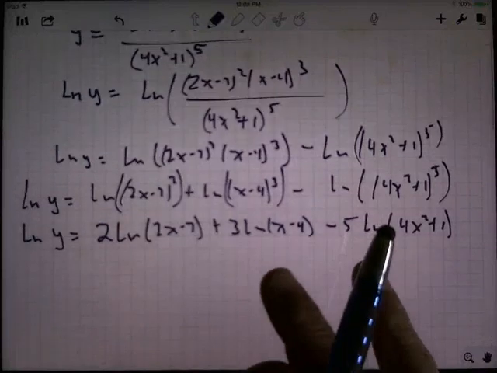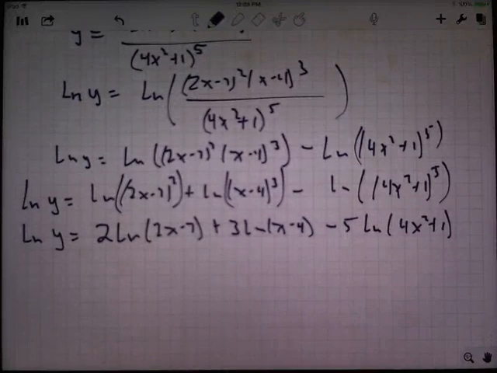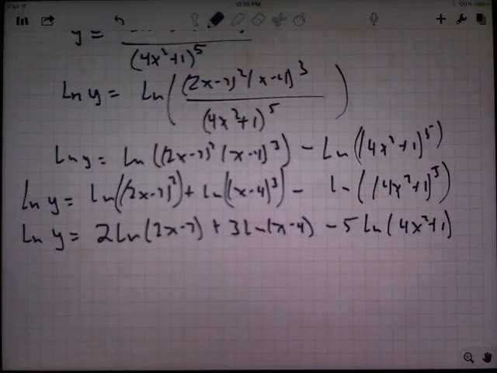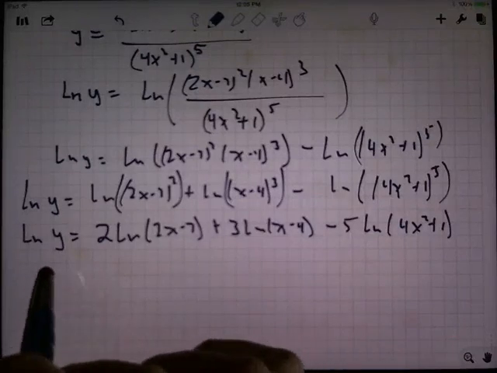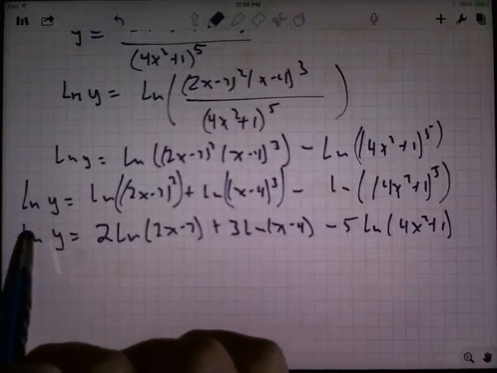Now, the whole point of doing this, because I haven't done any calculus yet, I haven't taken any derivatives, I'm going to do that now. I'm going to say, okay, now I'm going to implicitly differentiate with respect to x. And it's implicit now because I don't have just y equals, I've got some function of y.